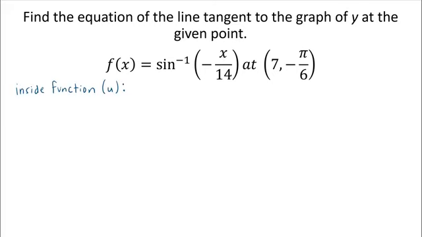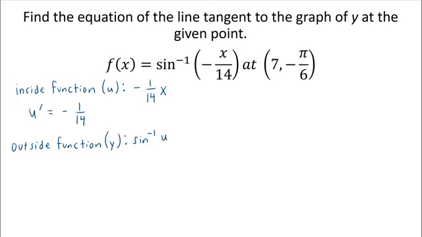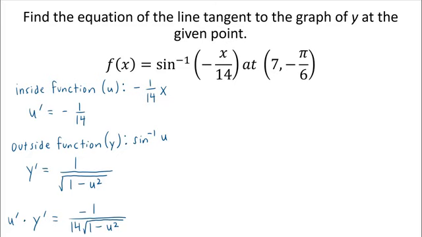So here we'll let our inside function, u, be negative 1/14 x. That means that u prime will be negative 1/14. Then we'll let the outside function be sine inverse of u. That means that y prime will be 1 over the square root of 1 minus u squared. And our derivative using the chain rule is u prime times y prime, which is negative 1 over 14 times the square root of 1 minus u squared.